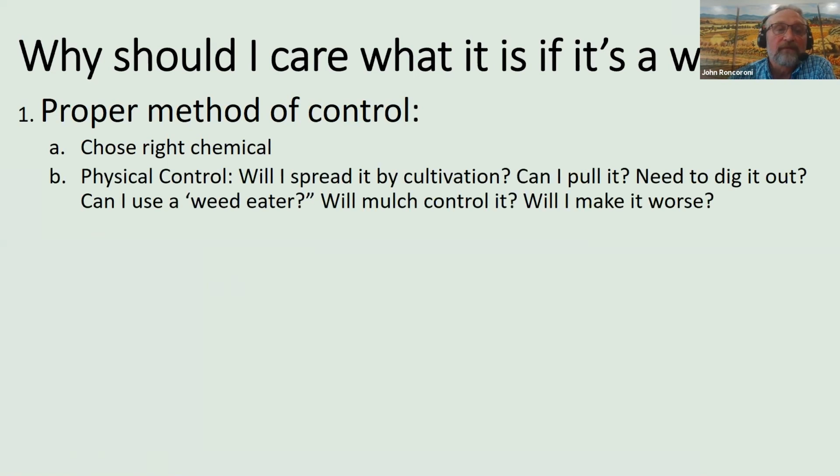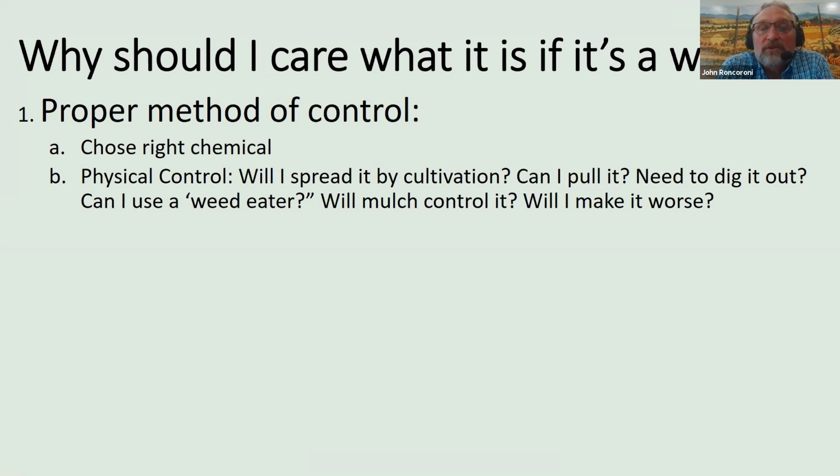Physical control. This is interesting too, and I get this question a lot. Will I spread it by cultivation? Or can I pull it? Do I need to dig it out? Can I use a weed eater? If you use a weed eater on Bermuda grass at some points, you may actually make it worse by spreading it. Will mulch control it? And the big question is, will I make it worse?